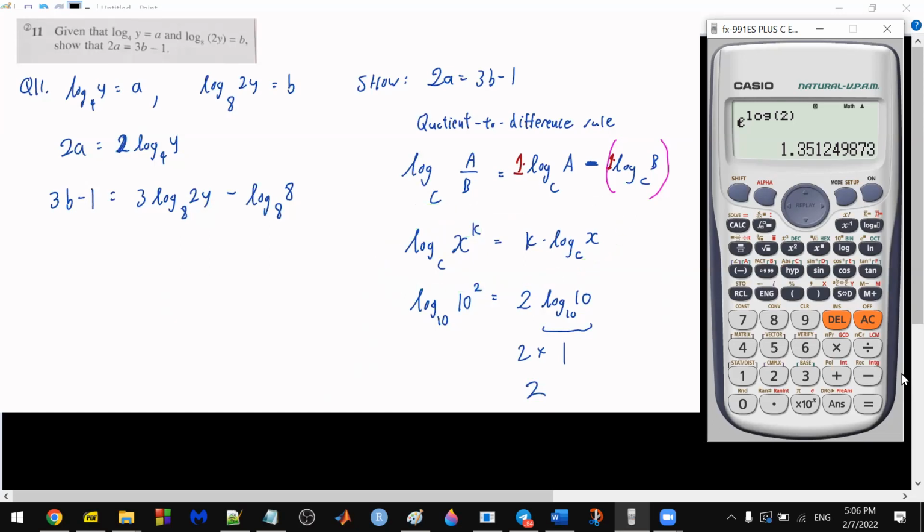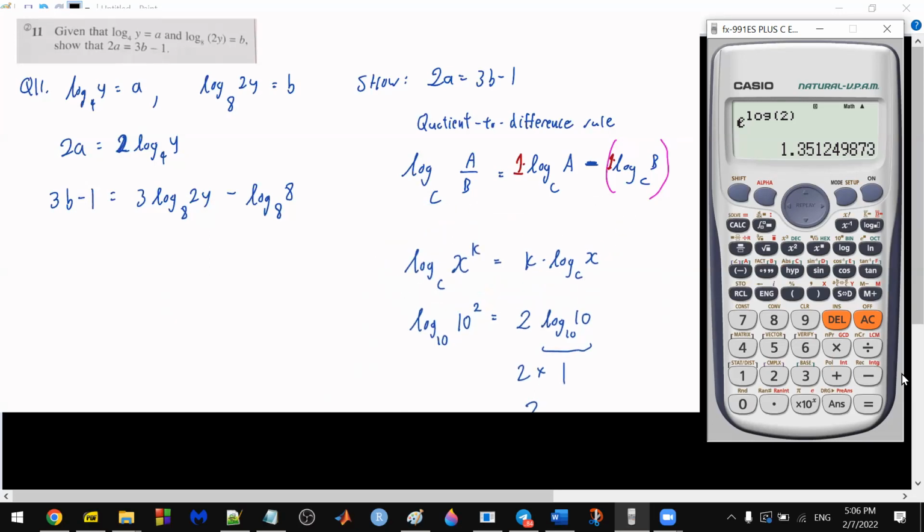Maybe I should put this down. Power rule. Over here, even though I went forward, I brought the k down. You can always go the other direction. K you can bring up. Take note that there's also an invisible pair of brackets here. So the bracket is around the 2y. So the 3 is raised to the power of 2y. In other words, this is actually log of 2y to the power of 3 base 8. Bracket around the 2y. Minus away log of 8 base 8.